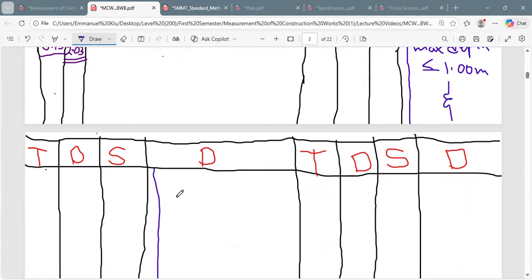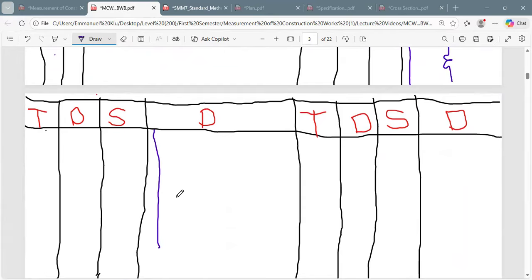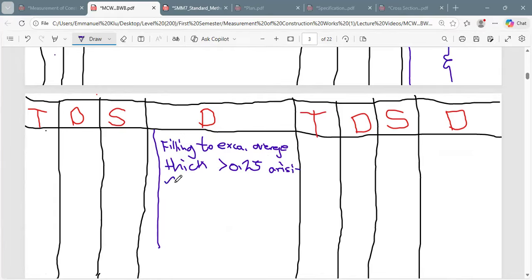Then we say filling to excavation, average thickness greater than 0.25, arising from excavation.